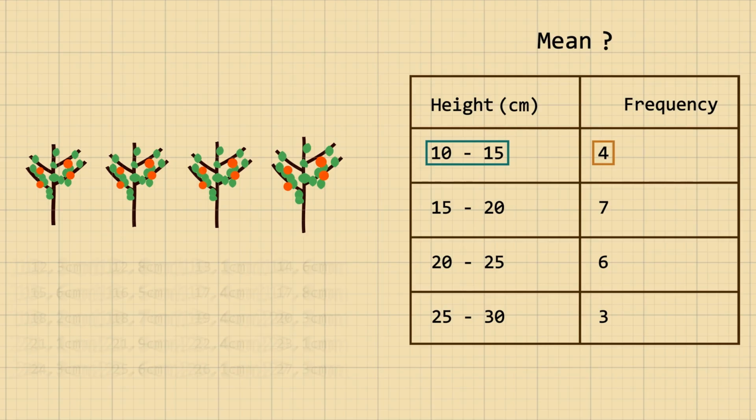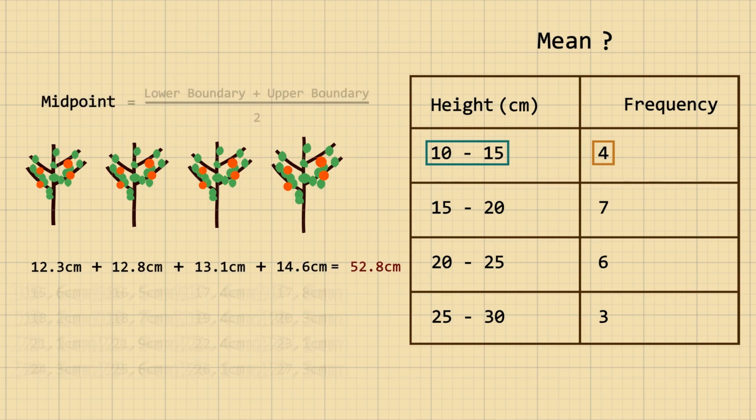To understand the idea, imagine we still had access to the original list of heights. The first 4 plants had heights that added up to 52.8 cm. However, once the data is grouped into intervals, we lose those exact values. Instead, we represent each interval using its midpoint.